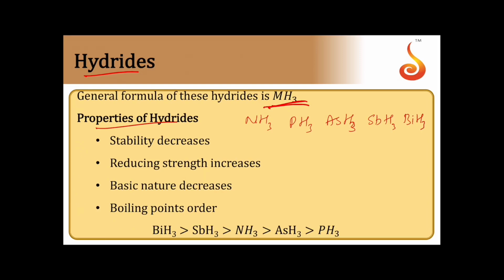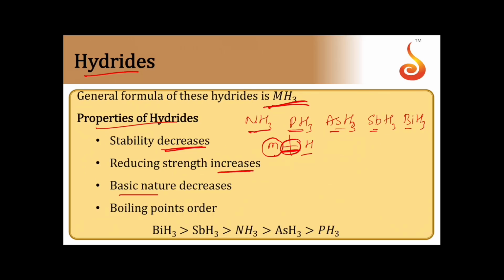Stability decreases down the group. Because all these molecules are covalent in nature, the stability of the hydrides depends upon the strength of the M-H bond, which depends upon the size of the atom. The size of the atom increases down the group, so the extent of overlapping decreases. Hence bond strength decreases, and thereby the stability of these hydrides decreases down the group. Regarding reducing strength, when stability decreases down the group, they can lose hydrogen much more easily, so reducing strength increases.